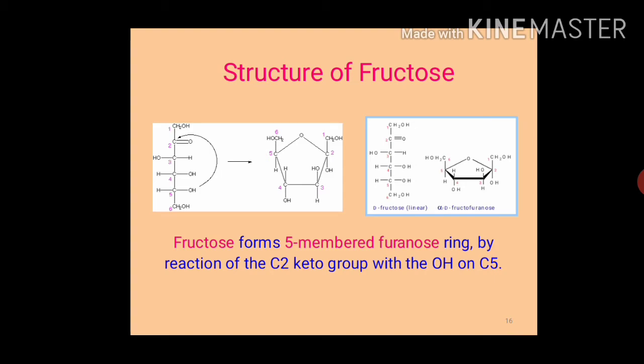When C2, that is the keto group, associated with C5 through oxygen bond, it is going to form two different structures which are in equilibrium. One is alpha D fructofuranose and another is beta D fructofuranose. The ring of the cyclic structure of fructose contains 4 carbons and 1 oxygen. It is a 5-membered ring. Therefore, it is called as furanose structure.